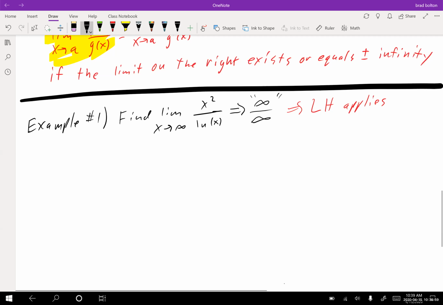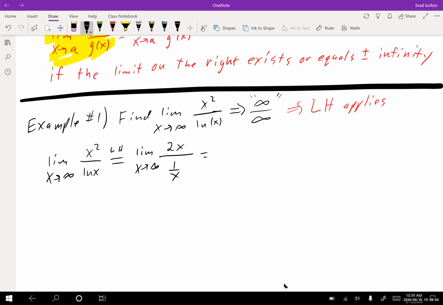So what I'm going to do is take the limit as x approaches infinity of x squared over ln of x. And I'm going to do this little writing right here. This is how I like to do it. I write a little equal sign with an LH, meaning I'm applying L'Hopital's rule. And that means I'm going to do the limit as x approaches infinity. And now I'm going to take the derivative of x squared, which is 2x, and the derivative of ln of x, which is 1 over x.